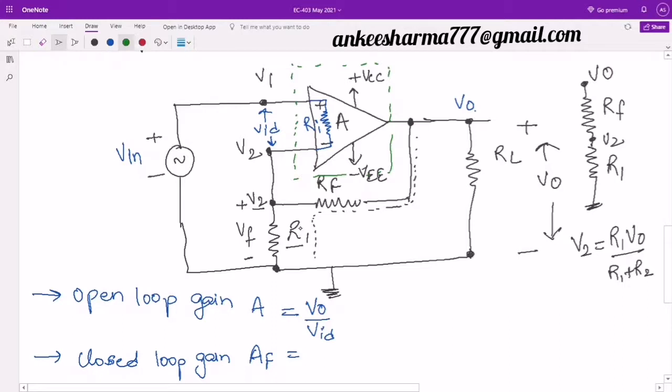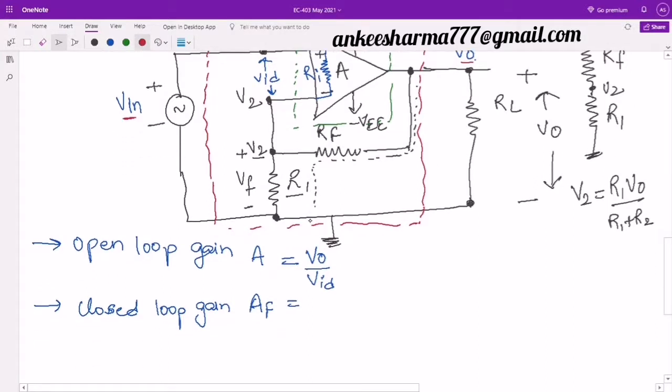But when we are talking about the closed loop, we have to consider this complete feedback circuit also along with it. So this will be my block now. If this is my block, what will be my output? Output is same, V0, but what is my input? Input is V in. So can I say here that in this case my AF is nothing but equal to V0 upon V in. So this is my closed loop gain.